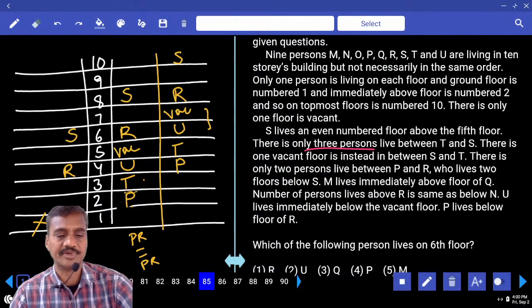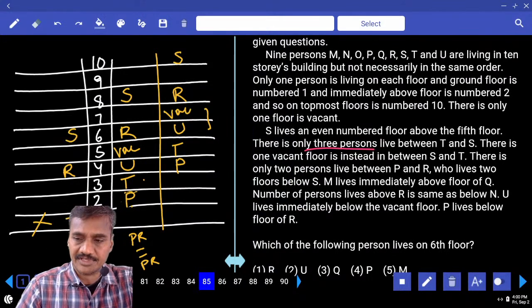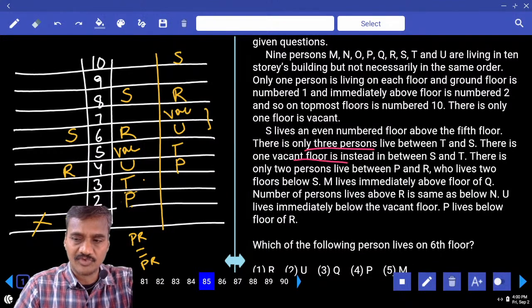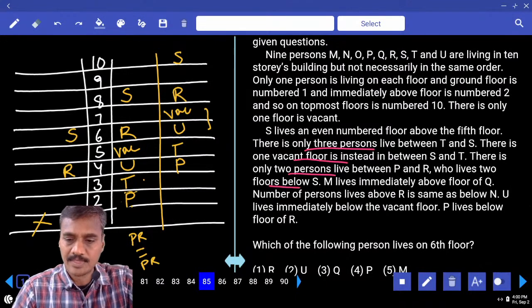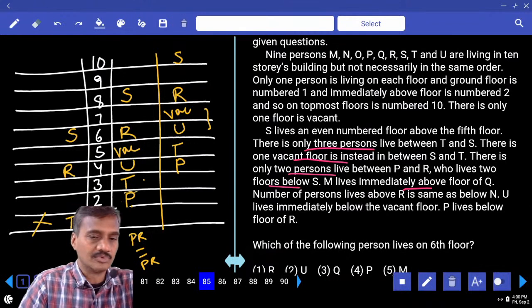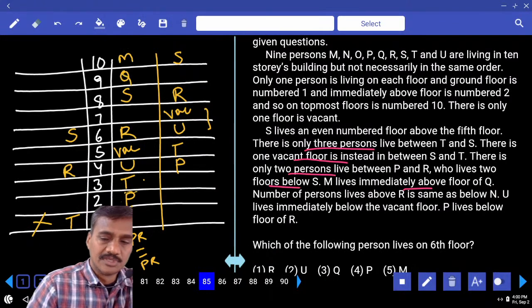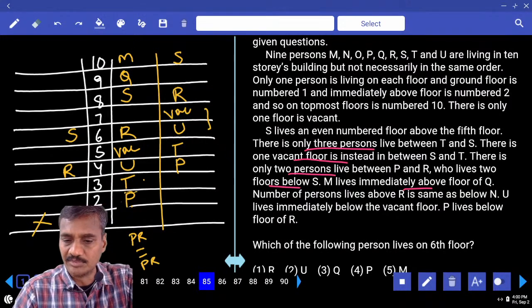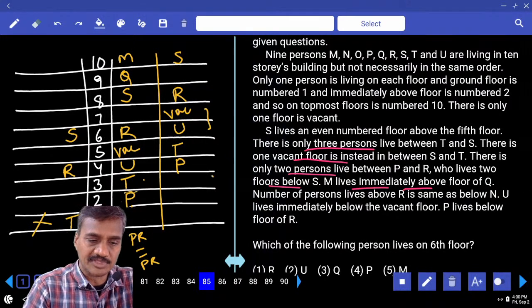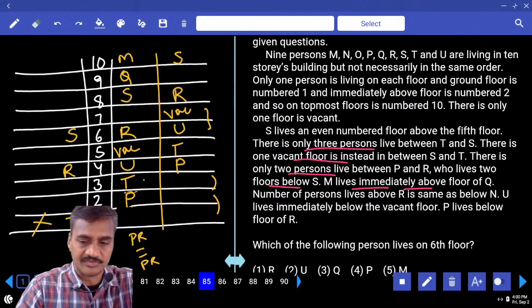3 persons between T and S, and at the same time, 1 vacant floor in between 2 persons between P and R, and R lives 2 floors below S. M lives immediately above Q. Here M and Q were like this. Here M is immediately above Q. M and Q can be in the 3rd and 2nd, 2nd and 1st.